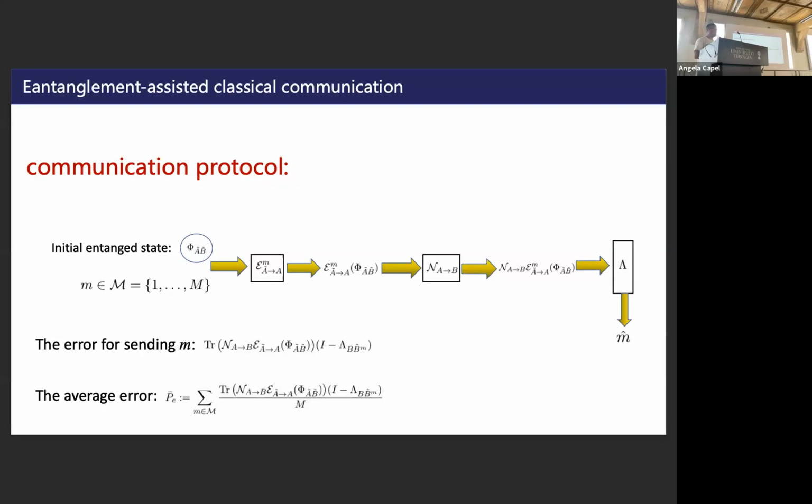When Alice wants to send a message M, she first applies an encoding local operation to her part of the entangled state, then transmits her part to Bob over the noisy quantum channel. Finally, Bob uses a quantum measurement to recover the classical message. The error for sending a message M and the error of this protocol are defined as follows.